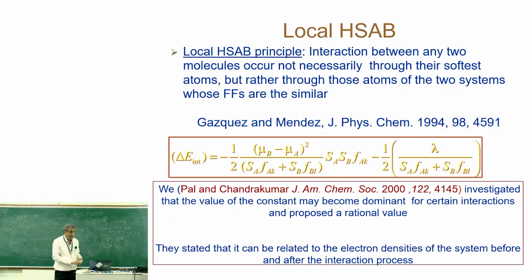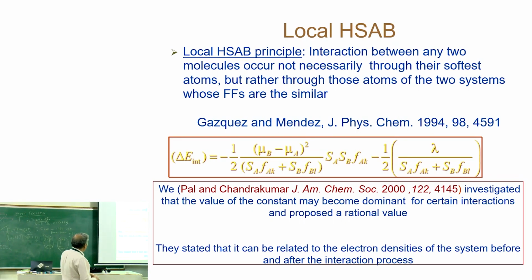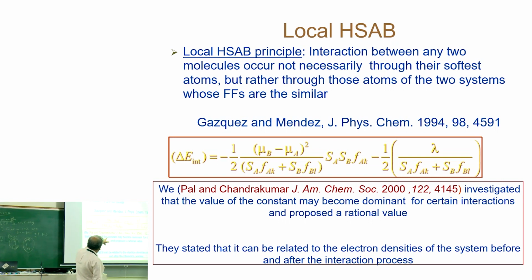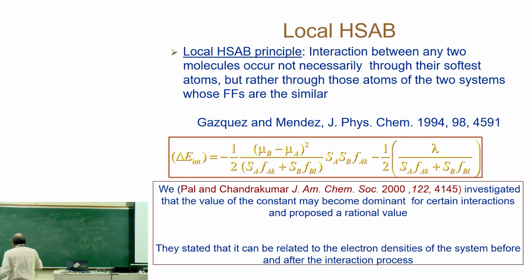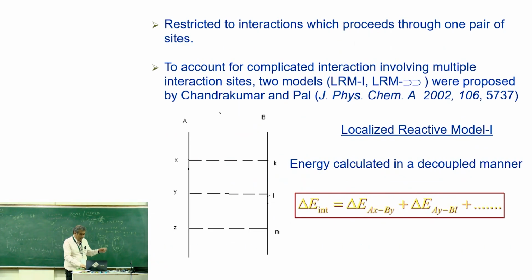And then Mendez, Pratim knows him well, Gazquez and Mendez started working on this, and now we can see there is a global softness and a local Fukui function, they are stuck together. But the formula, interestingly, apart from lambda, only depends on A and B separately. And this was a paper which came, and then we investigated the lambda, the value of the constant, as the charge density, and then we published a paper for DNA base pairs and several systems.